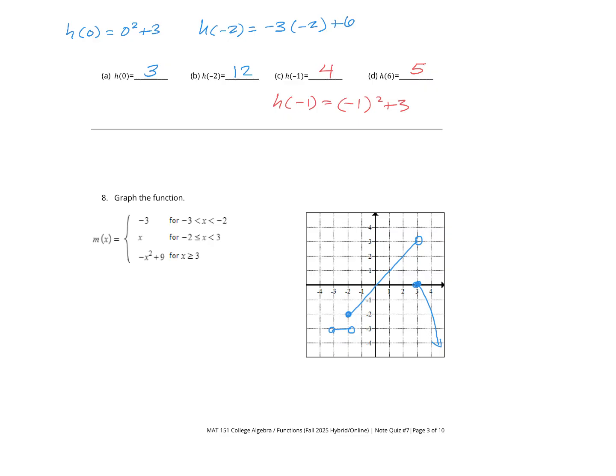Again, it's constant between negative 3 and negative 2. It's defined to be x between negative 2 and positive 3. And then it's that little piece of the parabola for values that are right of 3, including 3. All right, let's move on to the next page.